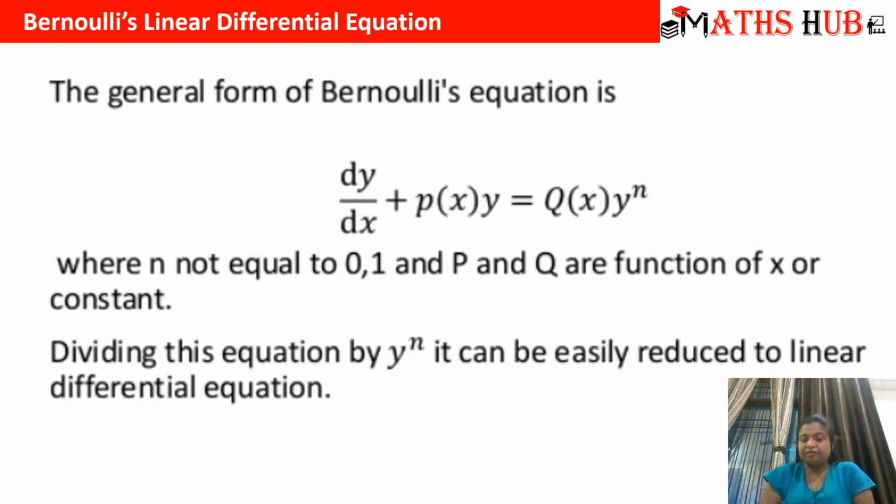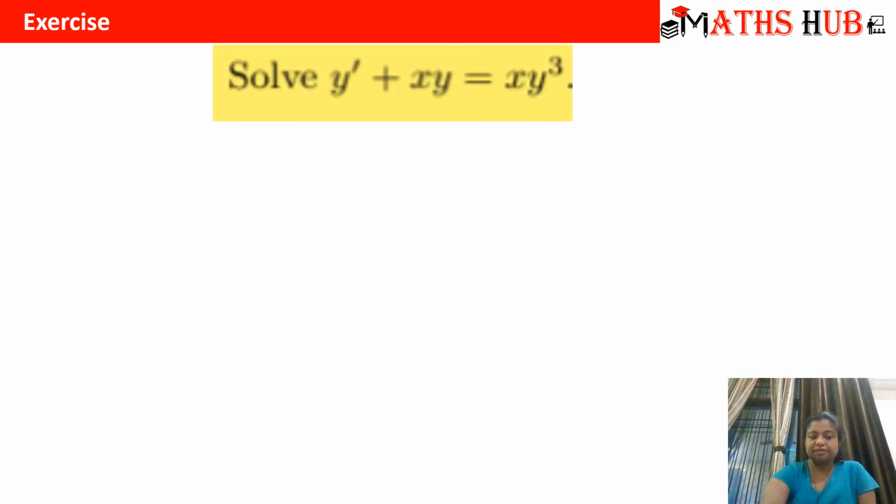So how do we solve it? We will try to convert Bernoulli's equation into a Leibniz linear differential equation by dividing by this term y^n. When we divide by y^n, the middle term will contain y^(1-n), and we will put that term equal to some z. When we substitute it, we have to change our differential coefficient, and we will see that the Bernoulli's equation gets reduced to a Leibniz linear differential equation. So let us try to see some examples.